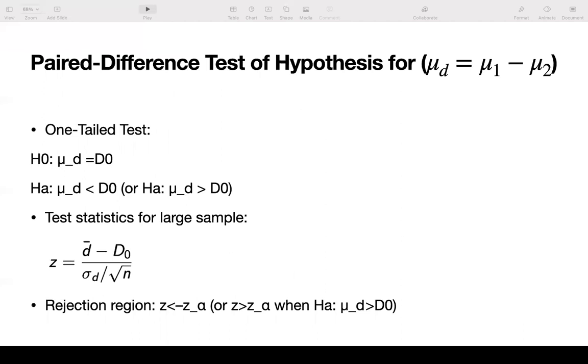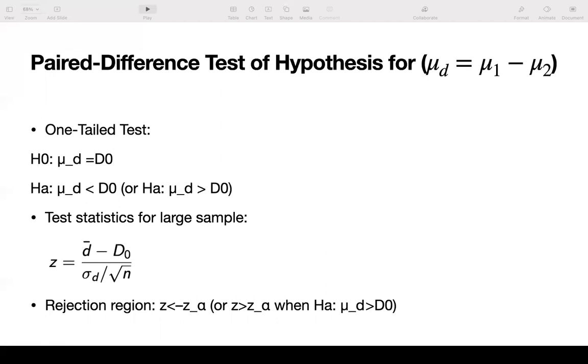Next, we'll talk about the paired difference test of hypothesis for mu d, equal to the difference between the mu's. So firstly, for the one-tailed test, we have the null mu d is equal to d0. And for the alternative, mu d is smaller than d0 or larger than d0. And the test statistic for a large sample is z equals d bar minus d0 divided by sigma d divided by square root of n. So here d bar stands for the difference between the mu's.